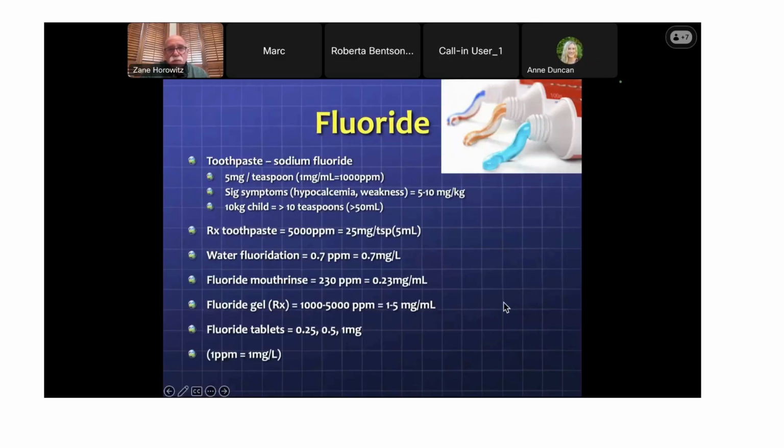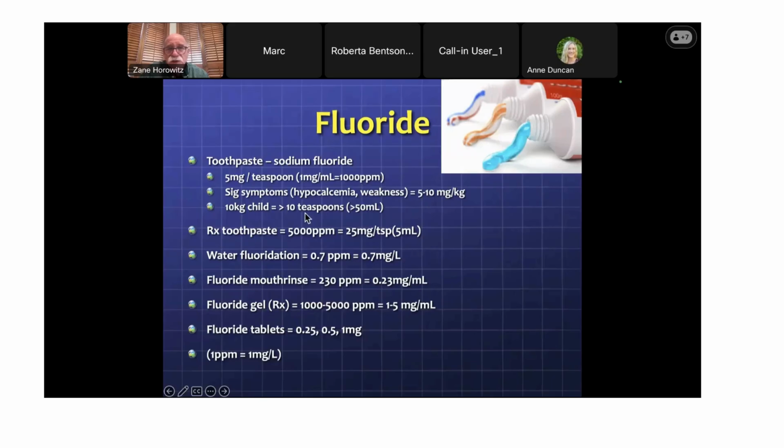Here's a little bit more on fluoride. How much is in toothpaste? 5 milligrams per teaspoon. So 1 milligram per mil is 1,000 parts per million. They can get hypoglycemic if they're hypocalcemic, and maybe some signs of weakness if they're upwards of 5 to 10 milligrams. So even though they often say a teaspoon is enough, I think that's probably pretty rare.